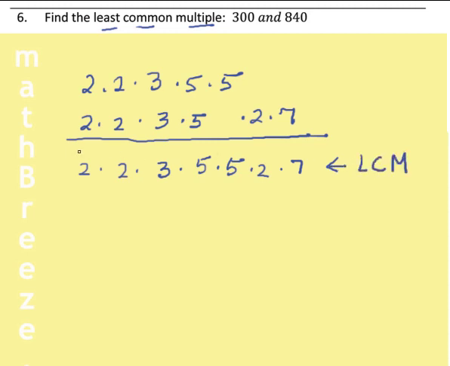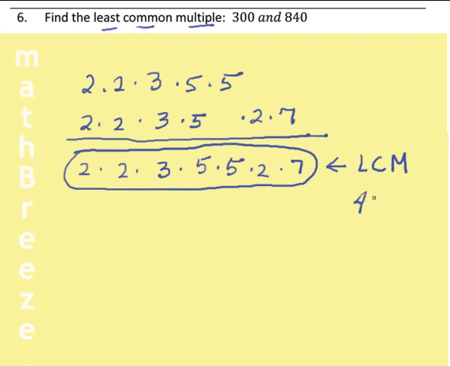So that's the technique. Least common multiple, list all the columns, and for the greatest common divisor, only the columns that have a match. All right, now we can just multiply this out. And when we multiply this out, we get 4,200. So that's our least common multiple.